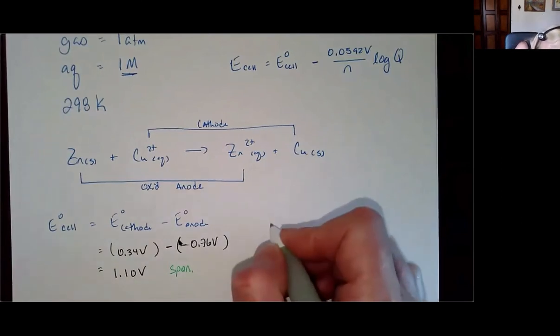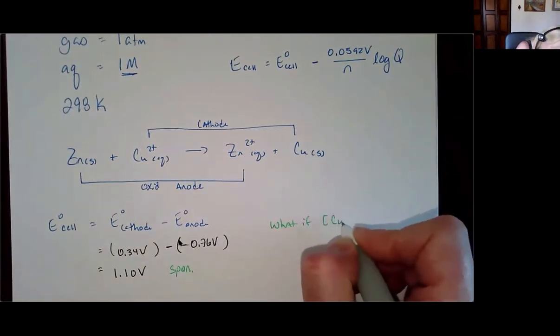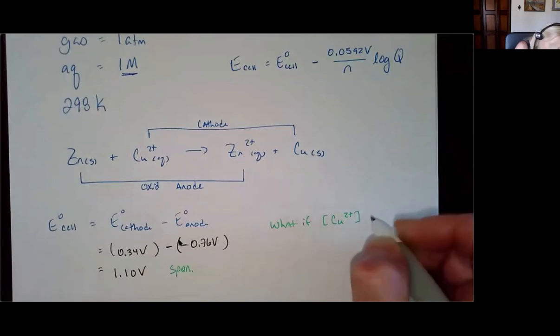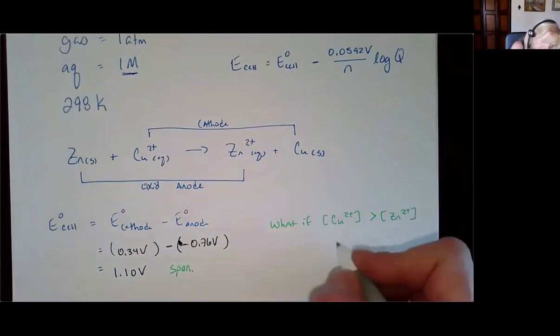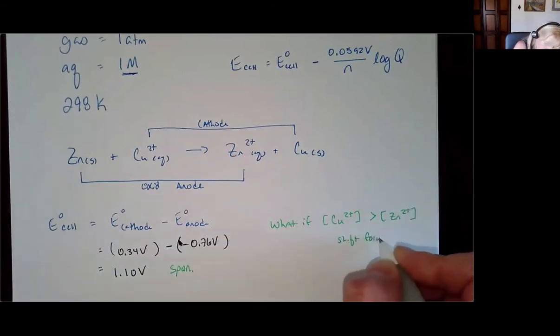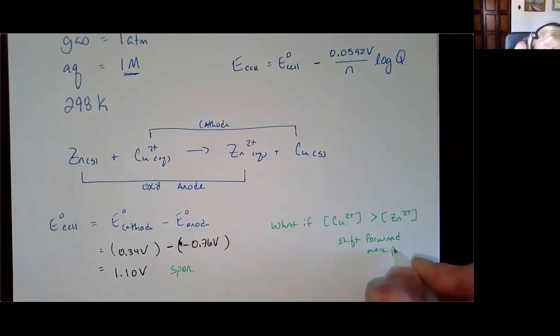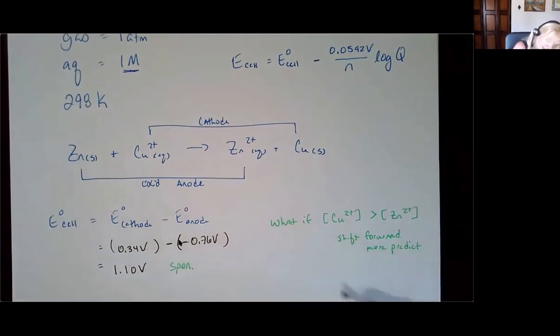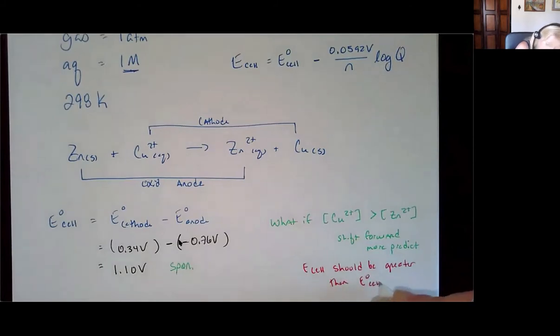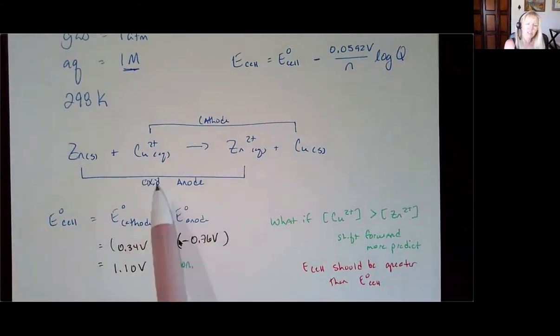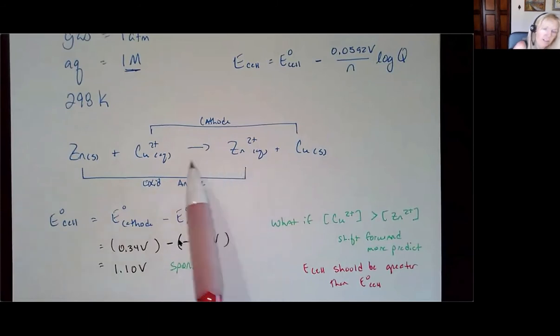But what if my concentration of copper ions was greater than my concentration of zinc ions, then that's going to shift the reaction forward more than I predict. So what that means is that my E cell should be greater than my standard E cell. Because this assumes that there's nothing that's shifting this reaction other than the fact that it's spontaneous.